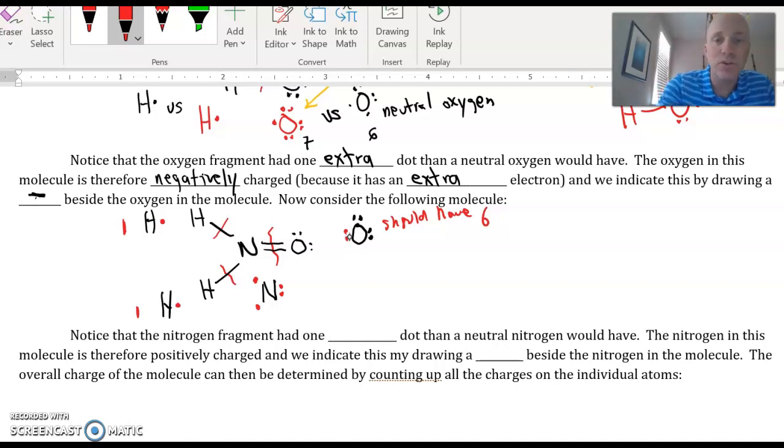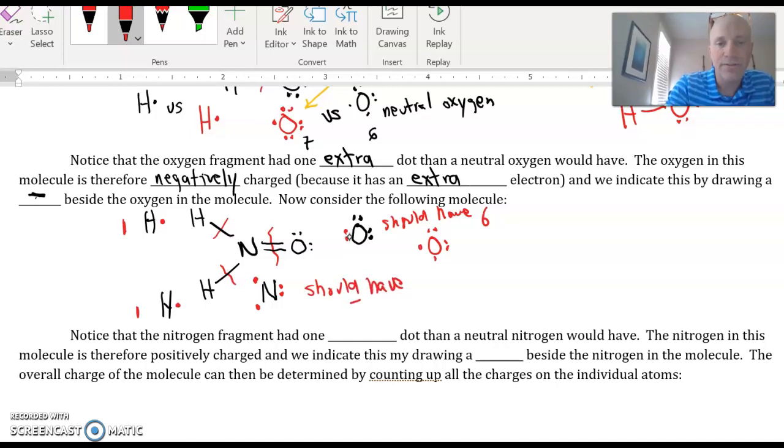Remember, if you were to draw that when doing Lewis structures, it would probably be more like this because you want to put one dot on each side. But when you're drawing the fragment, it's fine just to show it on the side where the bond was.